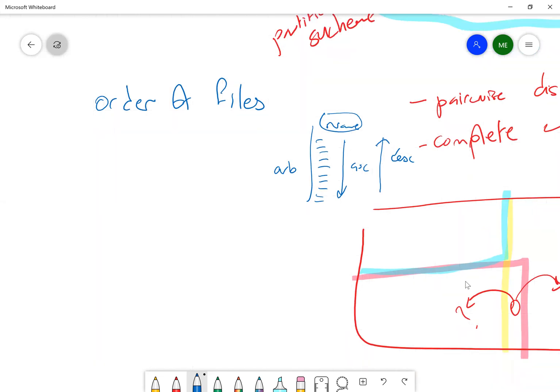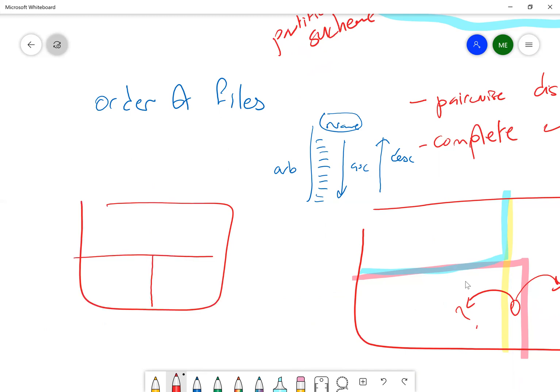So when we look at this, we think I'm going to create a partition scheme that is split into three: arbitrary, ascending, and descending. Sounds good, right? Does that partition scheme work? Is it pairwise disjoint and complete as well?